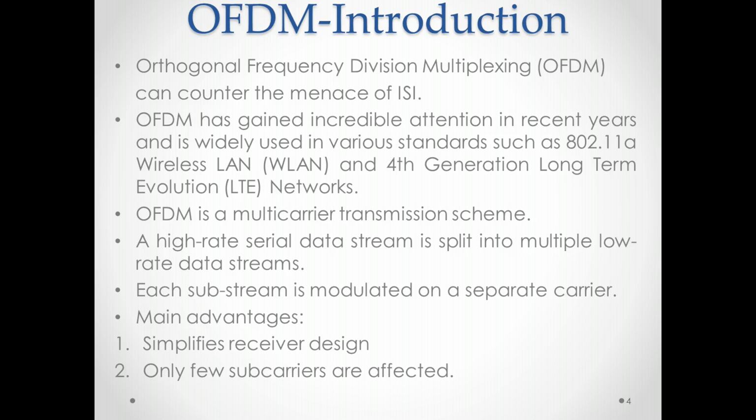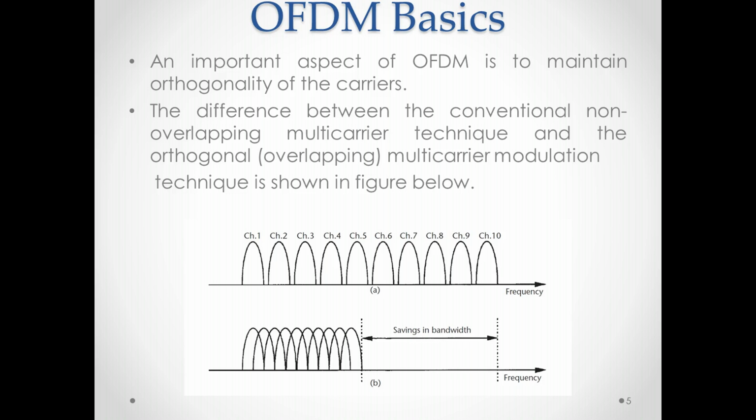The main advantages of OFDM are that it simplifies the receiver design in comparison to using an adaptive equalizer to combat intersymbol interference. And due to multipath phenomena or fading, only a few of the subcarriers are affected, which can easily be corrected by the use of some error control coding.